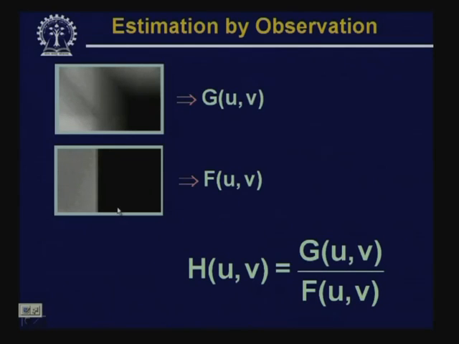If I take the Fourier transform of this, what I get is F(u,v), the Fourier transform of the original image. And obviously, the degradation function in the Fourier domain is given by H(u,v), which is equal to G(u,v) by F(u,v). You remember that in this case the division operation has to be done point by point. This is how the degradation function can be estimated by observation when only the degraded image is available.